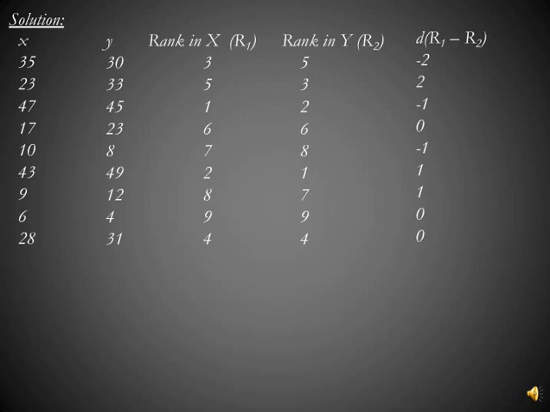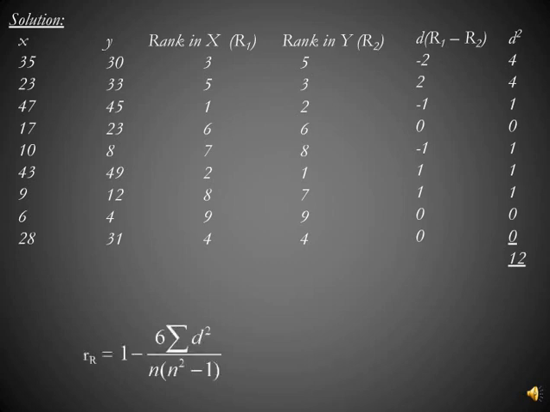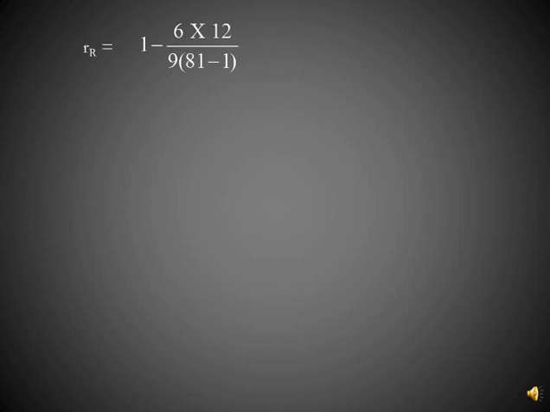But in the formula you have to find the value of d square. So now let's find d square. Minus 2 whole square is 4, then 2 square is 4, then minus 1 square is 1, then 0 square is 0, and so on. And at the end you will find its sum, that comes to 12. Now the formula is r is equal to 1 minus 6 sigma d square upon n into n square minus 1. Now putting the values of d square and n and solving it, you will get your r as 0.9.